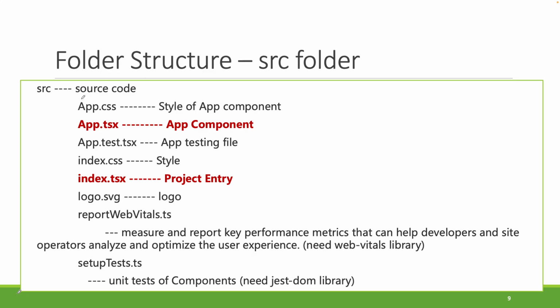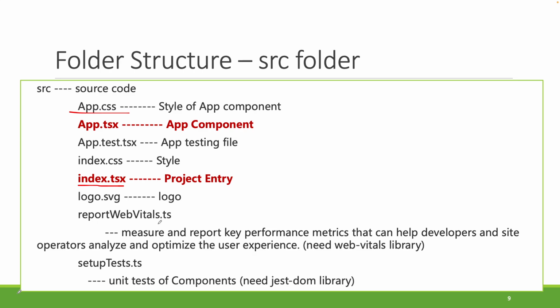The src folder is the source code, all inside the src. Like a CSS style for the App component, this is the CSS file, and app.tsx is the component, which is the root component of React. And this one is for testing, not needed. And index.css is the style, which is linked inside index.tsx, and index.tsx is the project entry, definitely needed. And you have a logo. This logo is included in app.tsx, which is where, when we first start the application, you see a logo spinning. That is this one.